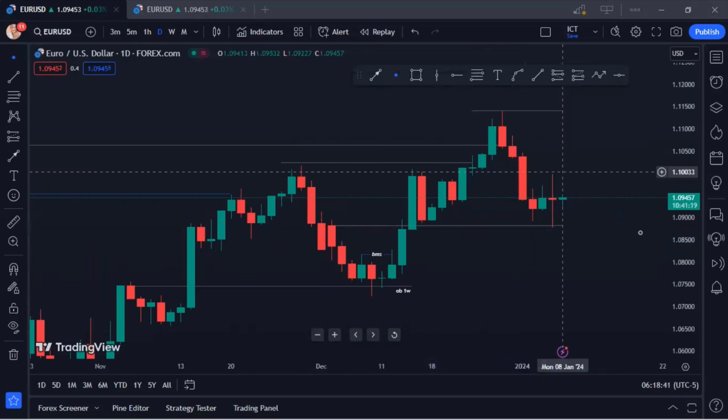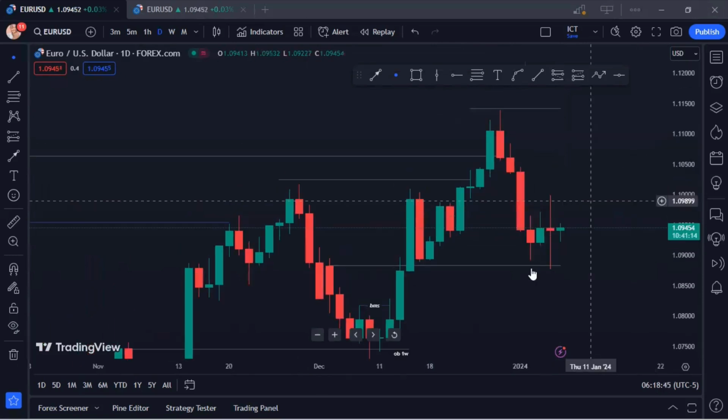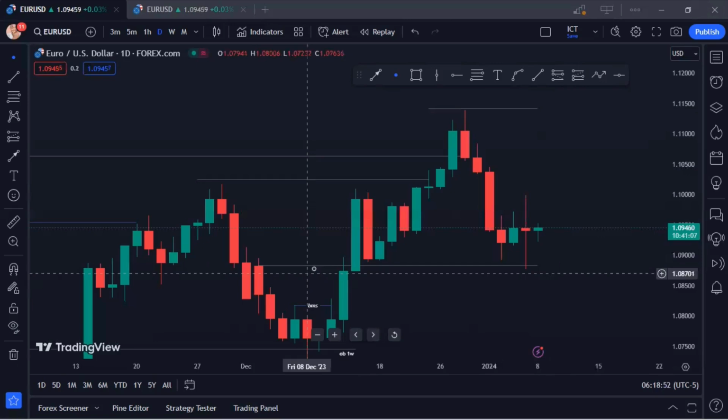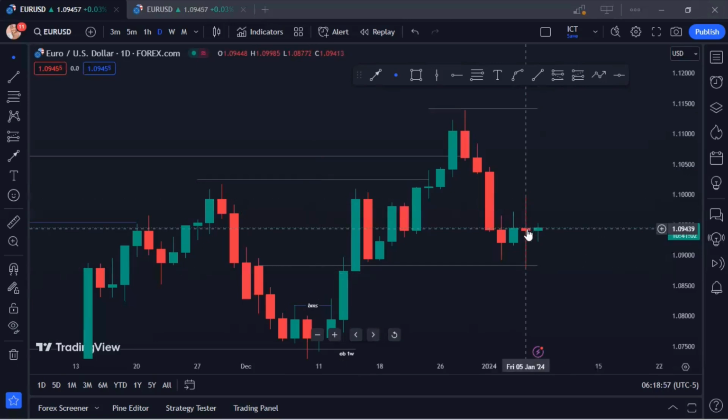So now let me delete this FVG though. So yeah, you see that price rejected. What happened is when the news was released, price expanded to the downside, poked into this weekly order block, then rejected to the upside into this FVG, then closed as a contraction candle.